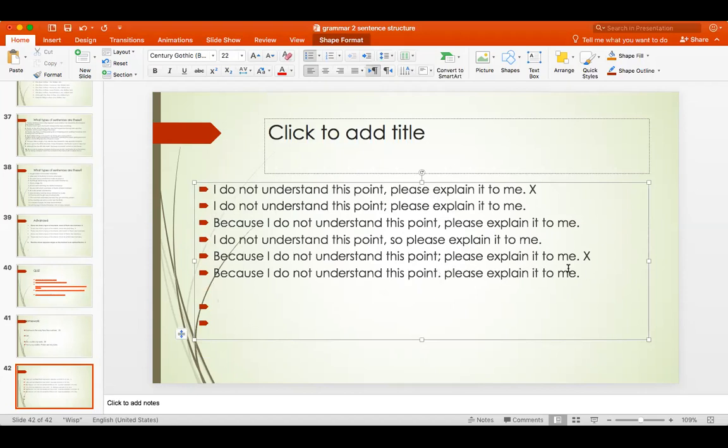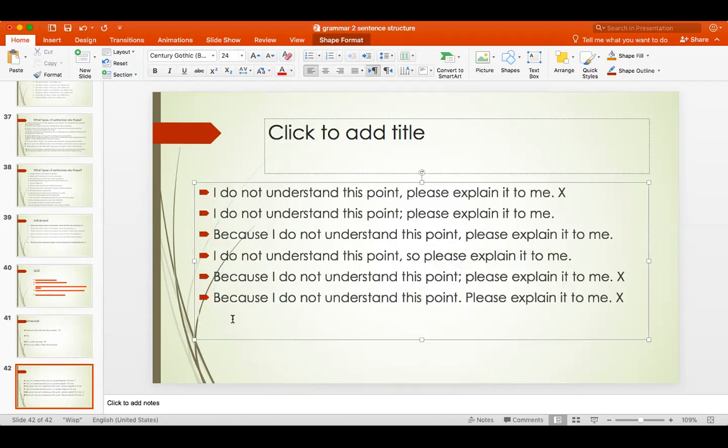Here, this way, this is also wrong. Why? Because simply the first sentence doesn't stand alone. The first clause doesn't stand alone. Why? Because it's a dependent clause. You don't say because I don't understand this point. Full stop. You have to continue.